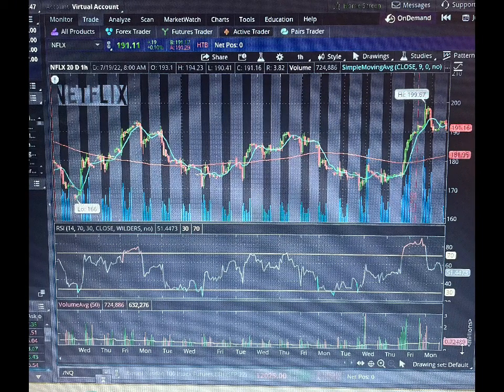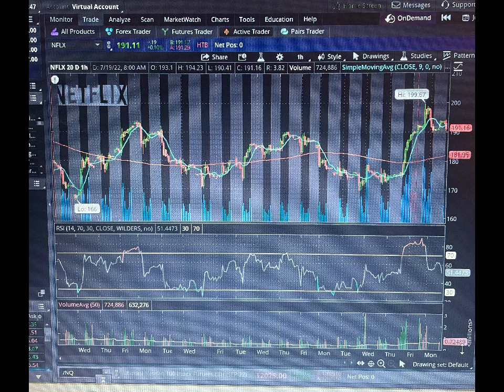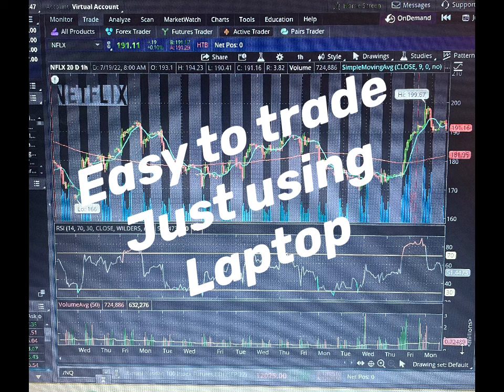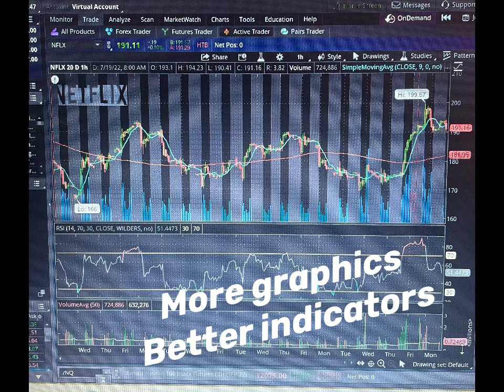Alright, so this is going to be my first video that I've actually shown you my Thinkorswim by TD Ameritrade app. And this is on my laptop. I mainly use TD Ameritrade on there. It is a better computer app than it is a phone app. So as I've said in previous videos, Thinkorswim from TD Ameritrade has a lot better indicators and charts and everything.